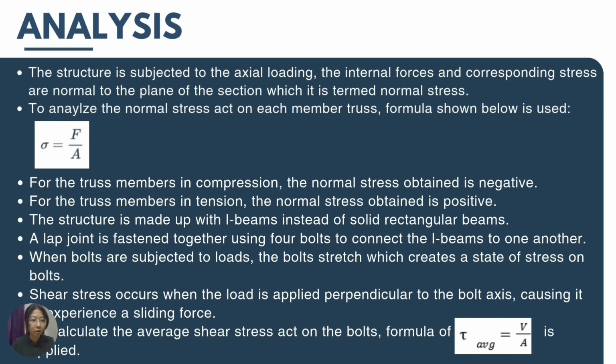Based on our observation, the structure is made up of I-beams instead of solid rectangular beams. We could observe that a large joint is fastened together using 4 bolts to connect the I-beams to one another. When bolts are subjected to loads, the bolt stretches, which creates a state of stress on the bolts. To calculate this shear stress on the bolts, we have used the formula where the average shear stress is equal to V/A. V is equal to the internal resultant force acting on the bolt, and A is equal to the cross-sectional area of the bolts.